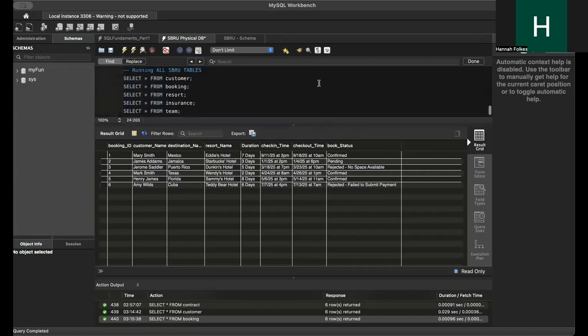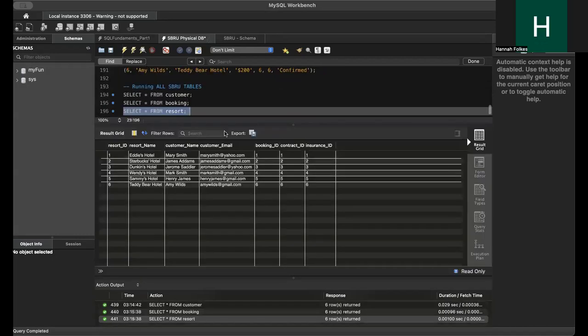The next table I will be talking about is the resort table. The resort table basically tells us which resort each customer is planning to stay at with SBRU. So the first column of the resort table is the resort ID number, followed by the resort name that they're planning to stay at, and then the customer's first and last name, and then the customer's email. The next columns are the booking ID number, the contract ID number, and the insurance ID number. I will explain what these three columns mean coming up.